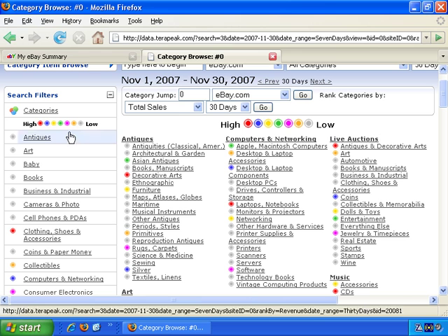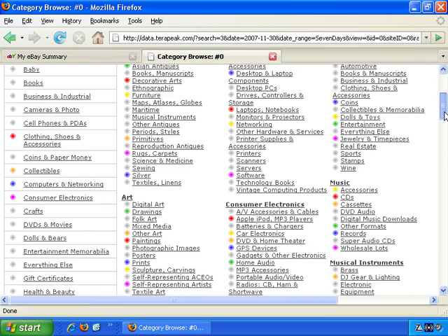Okay, and what it presents you with, over on the left, it gives you the top level categories. And with this color key of red being the highest for whatever you've chosen here, so red is the highest for total sales, and gray is the lowest for total sales. So the category with high total sales, clothing, shoes, and accessories. And low for total sales, crafts, DVDs and movies, entertainment memorabilia.